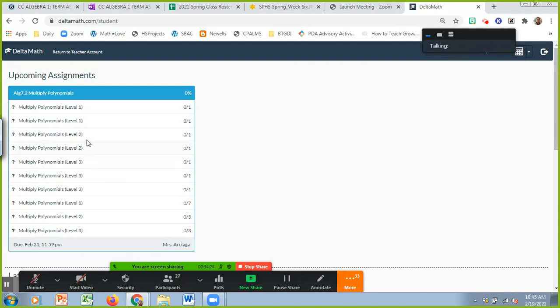Okay. All right. So we're here multiplying polynomials. This will be our classwork and homework together. I mean, at the same time. If you see this, they give you 0/1, 0/1, 0/1. We're going to do all those. Those that have 0/7, 0/3, 0/3, that means this one will make you practice level 1 questions 7 times, level 2 questions 3 times, level 3 questions 3 times as well. Okay? All right, so let's click on the first level one.